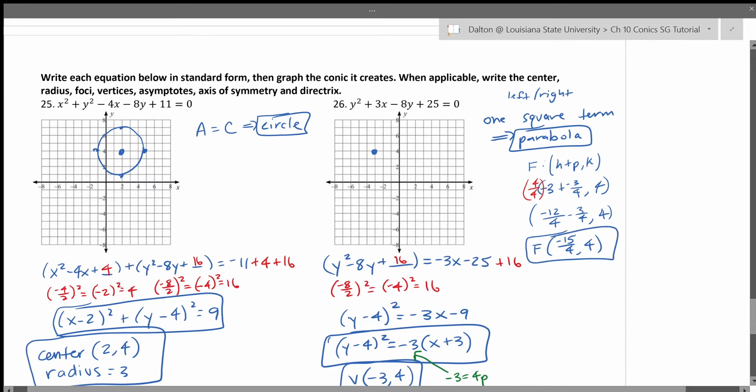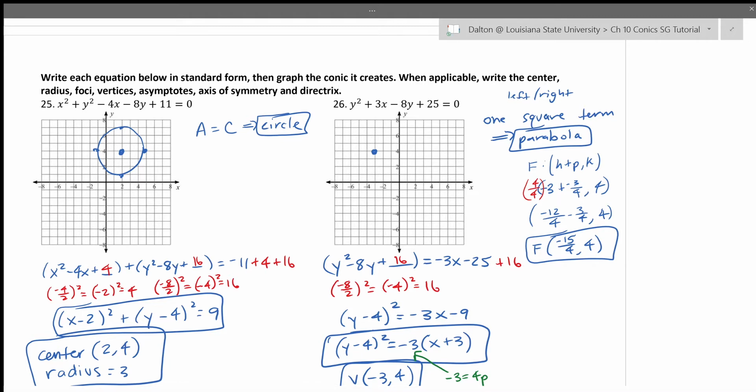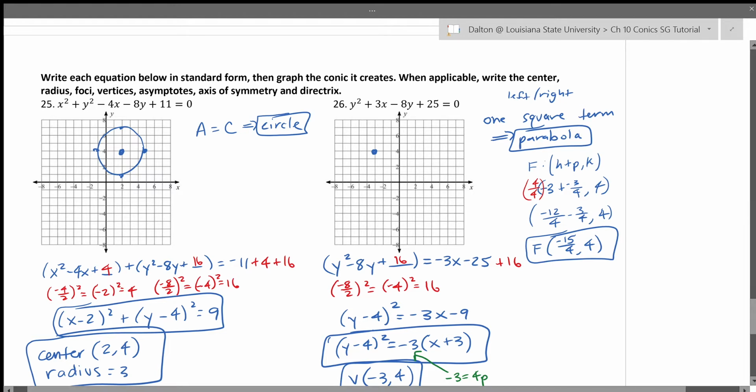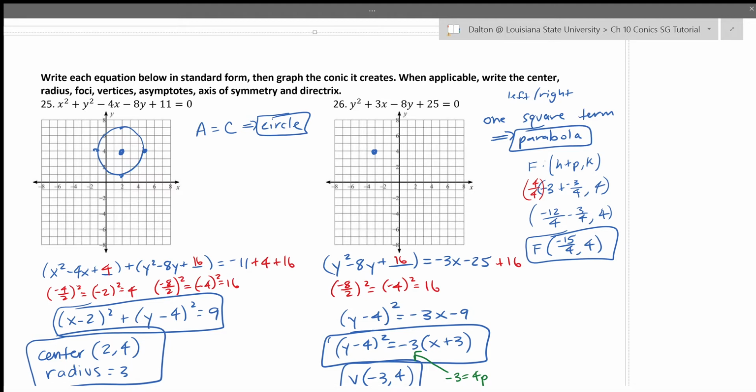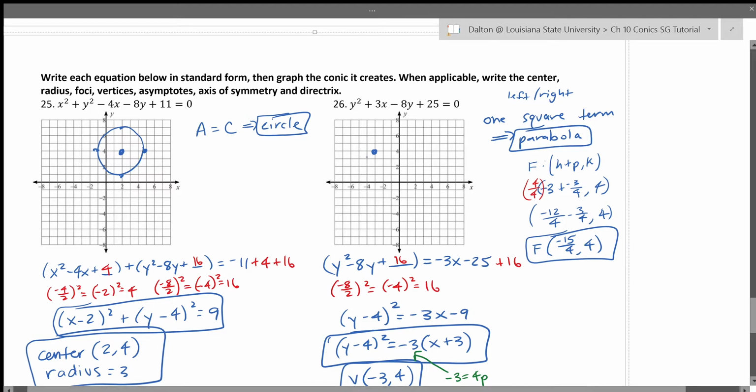So this point, (negative 15/4, 4), is going to be almost to negative 4, right? Because that would be negative 16/4. So just don't go all the way to negative 4. And these are going to be pretty close. So just do your best to graph it. It's going to be very close to the vertex, but make sure you label F for the focus.